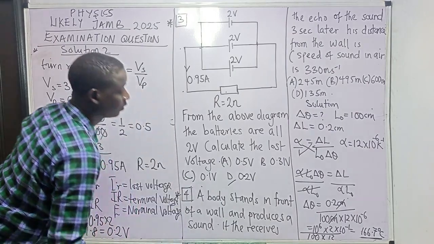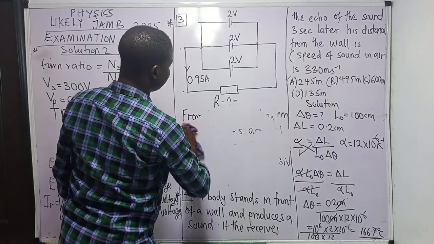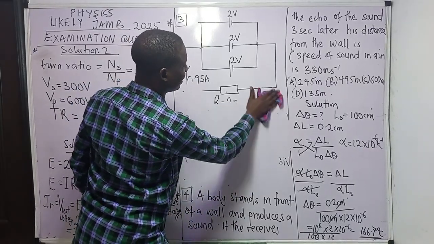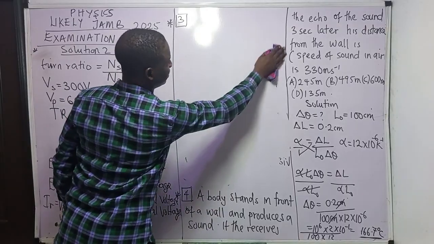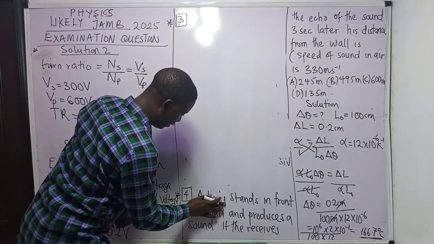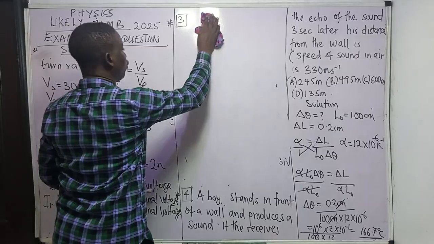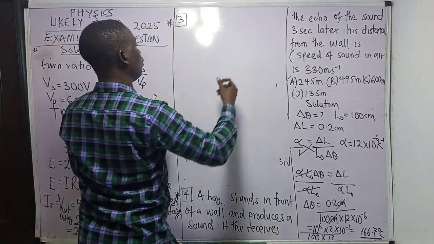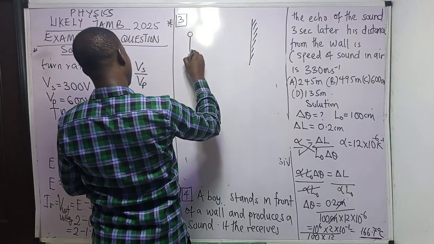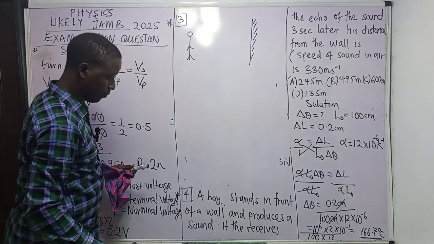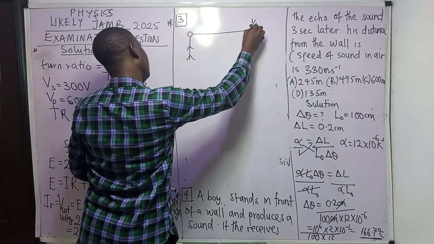The last question, but not the least. What we want to do is that they said a body stands in front of a wall. I mean a boy, they use a boy. A boy stands in front of a wall. Now let's say this is a wall, and this is a boy. And he produces a sound, so he made a sound.